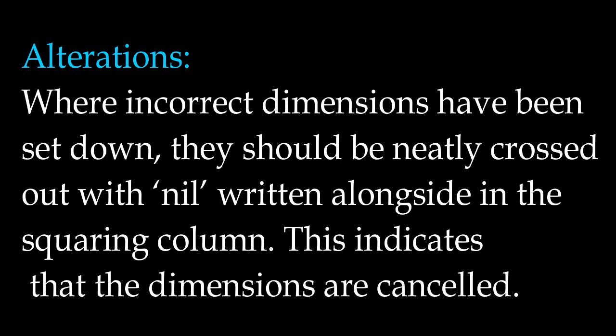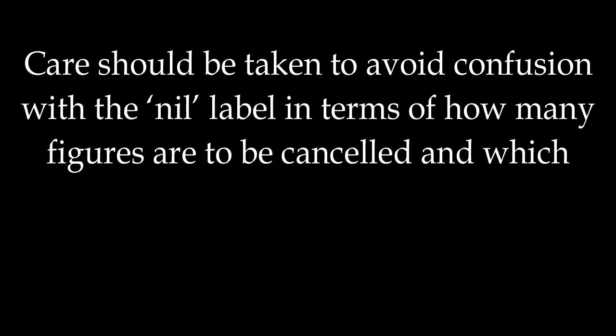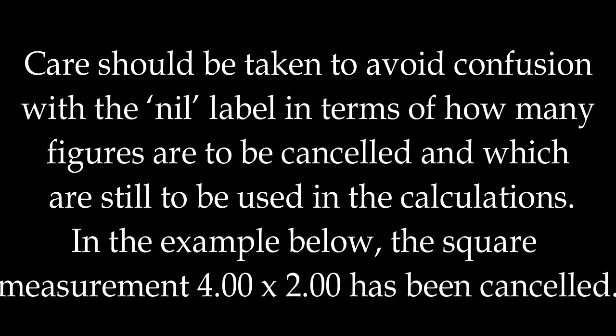Alterations. Where incorrect dimensions have been set down, they should be neatly crossed out with nil written alongside in the squaring column. This indicates that the dimensions are cancelled. Care should be taken to avoid confusion with the nil label in terms of how many figures are to be cancelled and which are still to be used in the calculations. In the example below, the square measurement 4.00 times 2.00 has been cancelled.